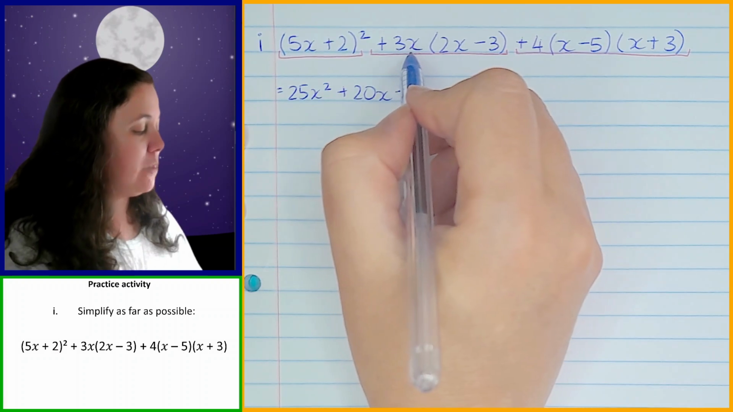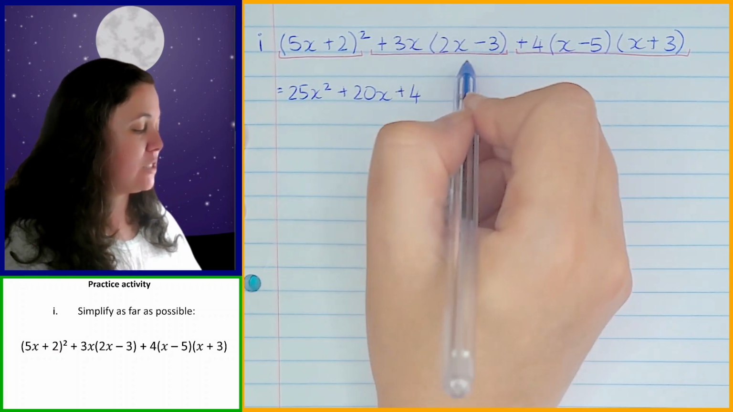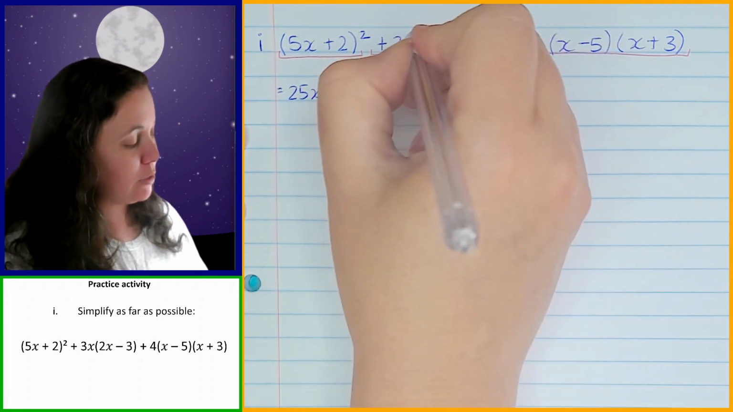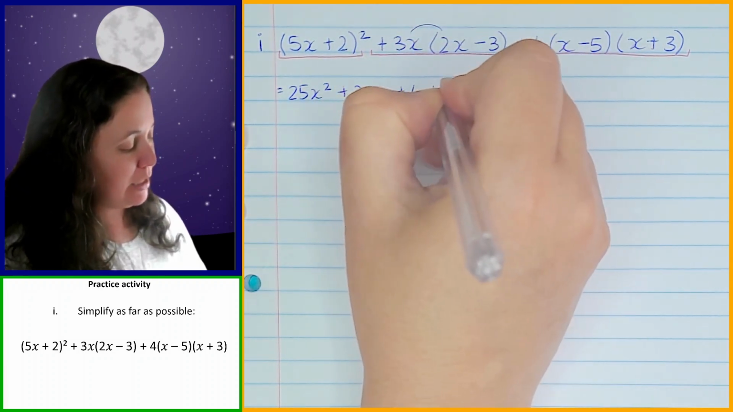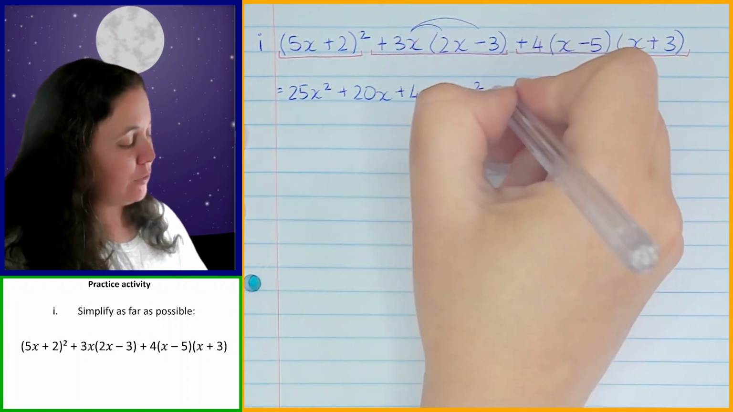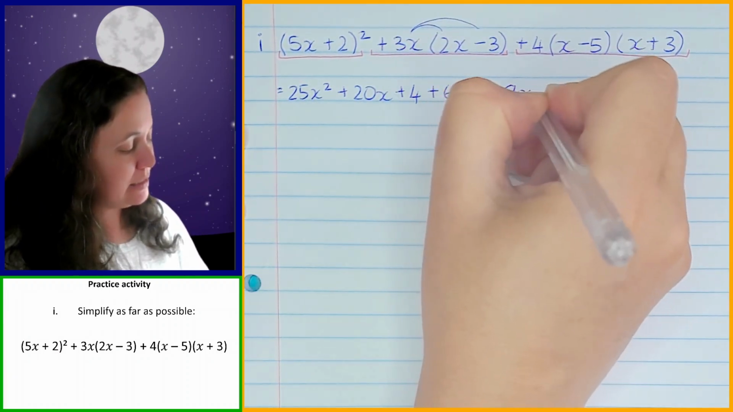Now the second term, I've got 3x times 2x minus 3. There's only one set of brackets here, so I can multiply straight into it. So I'm going to multiply the 3x by the 2x, that's going to be plus 6x squared. And the 3x times the negative 3 is minus 9x.